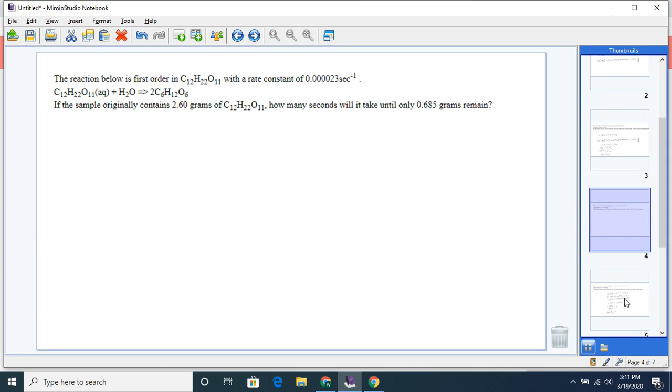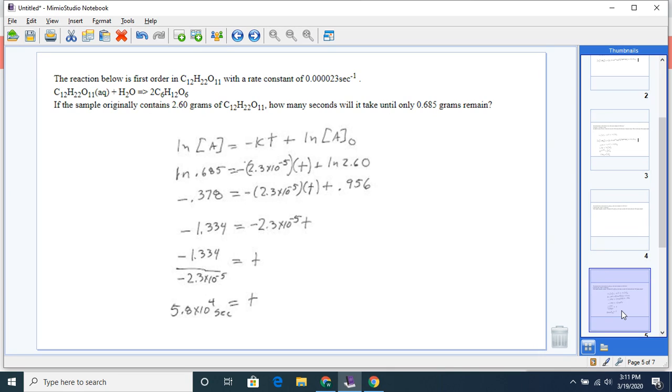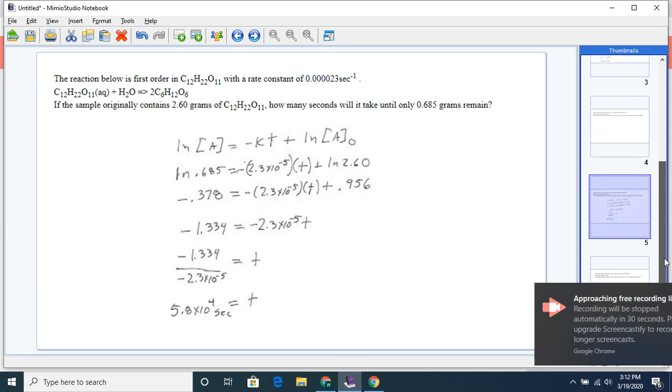Now that you've done the problem, here is your setup. Again, natural log of A equals minus KT plus the natural log of the initial concentration. On this one, we're solving for T, time, how many seconds. So we set up our equation, we rearrange it to solve for time, and we end up with 558,000 seconds. Go ahead and look at that. Pause it if you need to see if you got a different answer.